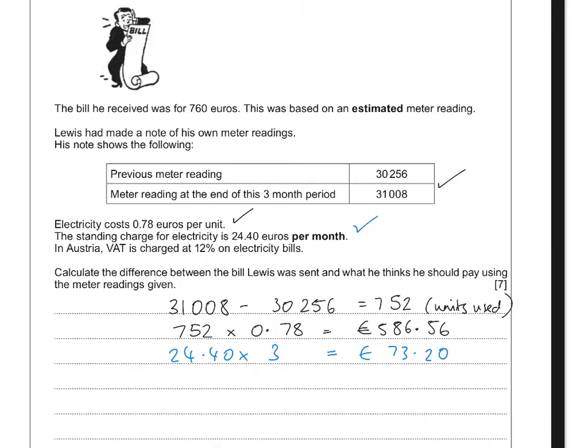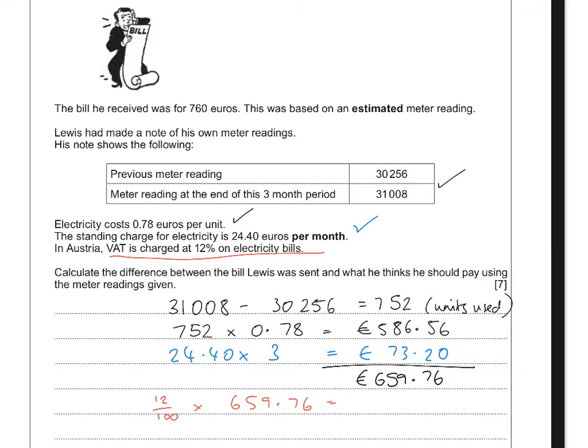So now I need to find out what the total is for that. So the total would be that number, add the €586.56, which comes to €659.76. Final bit I need to do now. It says VAT is charged at 12% on all electricity bills. So I need to do 12 out of 100 times by 659.76.